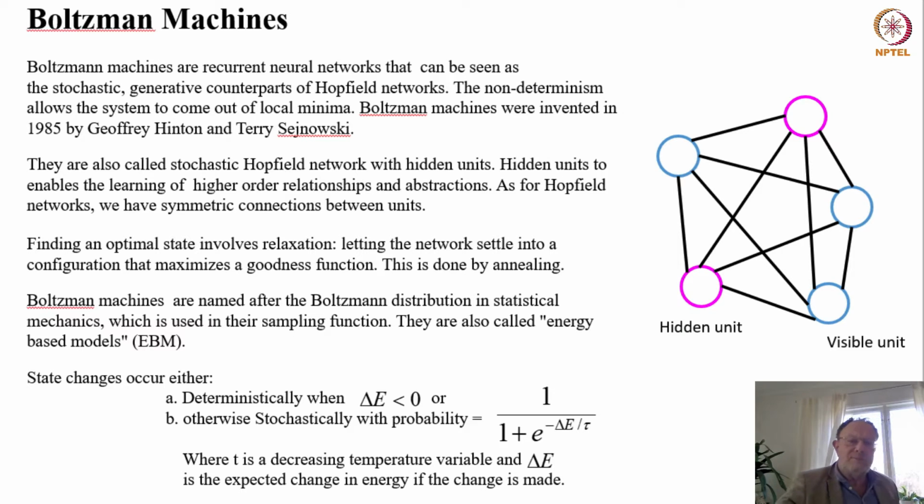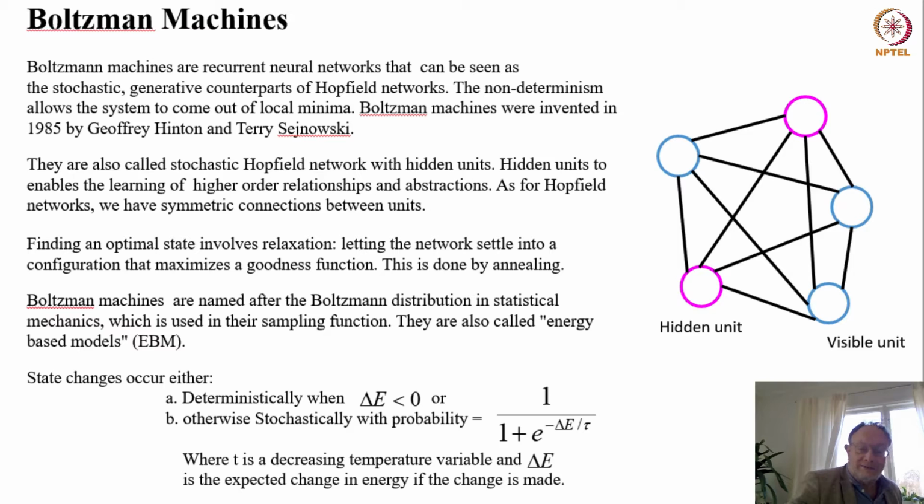Boltzmann machines are named after the Boltzmann distribution in statistical mechanics, which is used in their sampling function. They are also called energy-based models. So actually, the state changes can either occur deterministically if the delta energy value is less than 0, or stochastically with a certain probability. And that probability normally is defined as 1 divided by 1 plus e raised to minus delta energy divided by a parameter T.